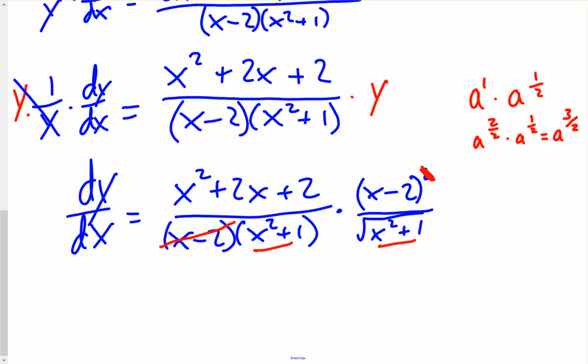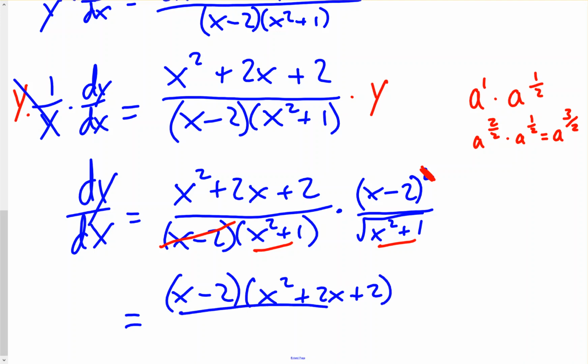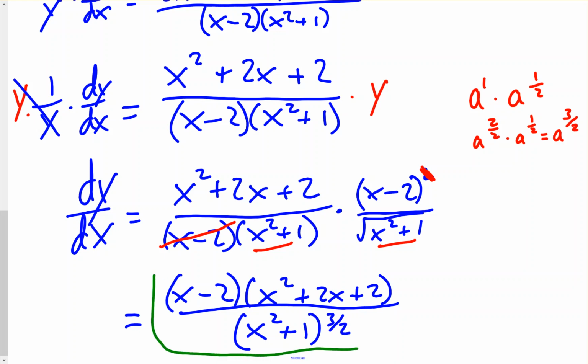Okay, so we have x minus 2. I'll put that in the front here, (x minus 2) times (x squared plus 2x plus 2) over (x squared plus 1) to the 3/2.